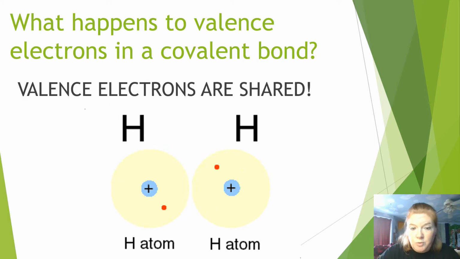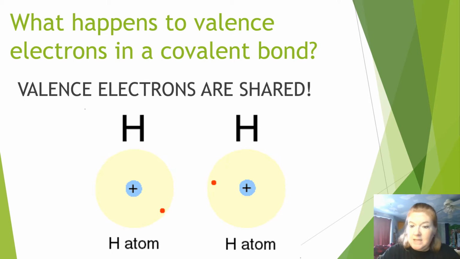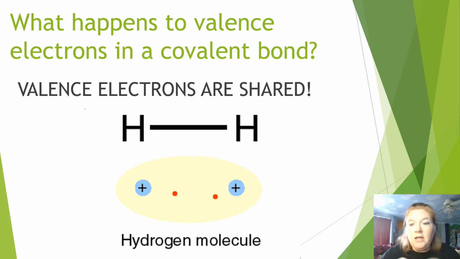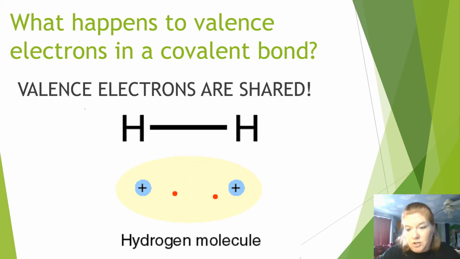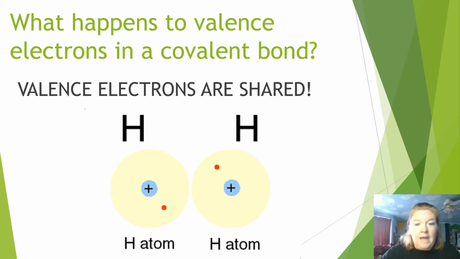So here we have a visual of two hydrogen atoms. They each have one valence electron. When they get close enough and they form a covalent bond and share those electrons, each hydrogen atom ends up with two valence electrons around it. And remember, 8 valence electrons, or 2 total, ends up in stability.